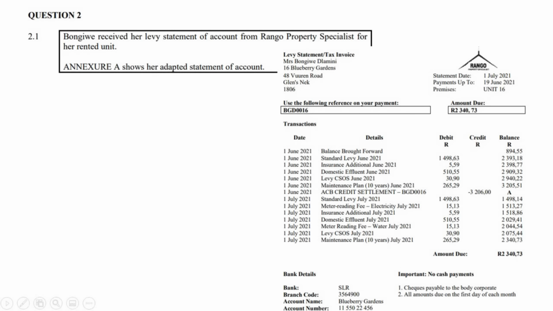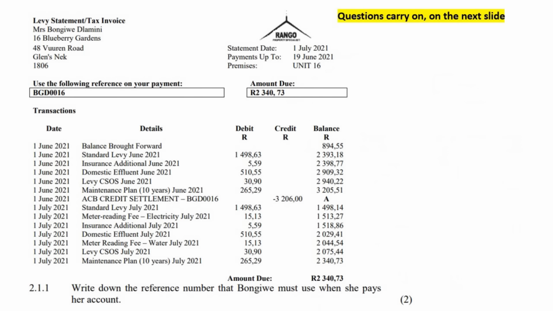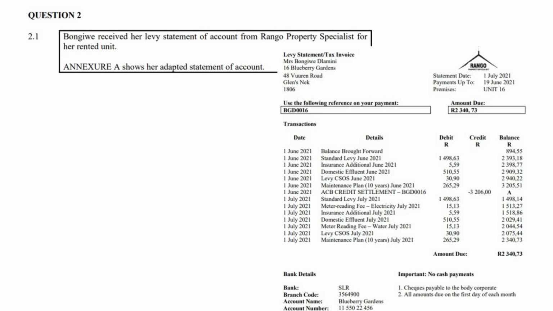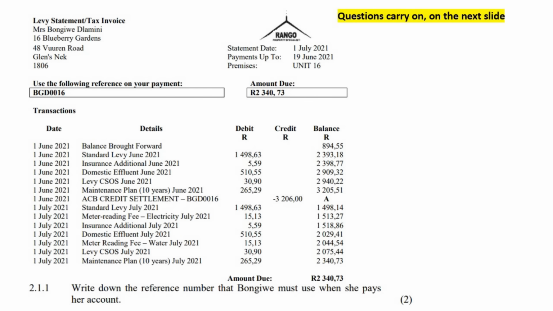With this question, I know that you can't see everything very clearly, but I'm literally on the next page going to show you a much better version. I mean, look how nice that looks, okay? But I just wanted to show you this one because it says here that Bongiwe receives her levy statement of account from Rango Property Specialist for her rented unit. Annexure A shows her statement of account. Okay, so here it is. I know you can't see it so nicely. So let's go to this page over here.